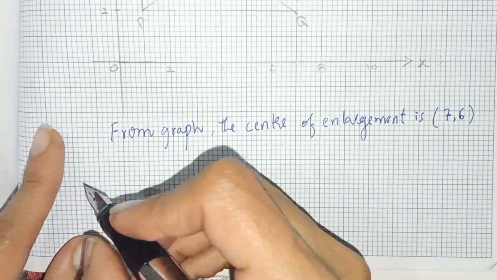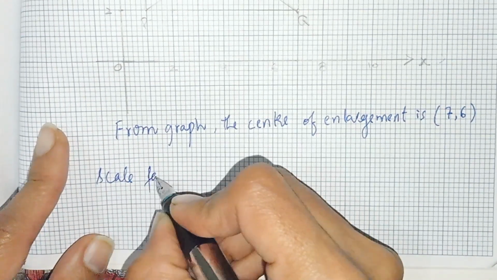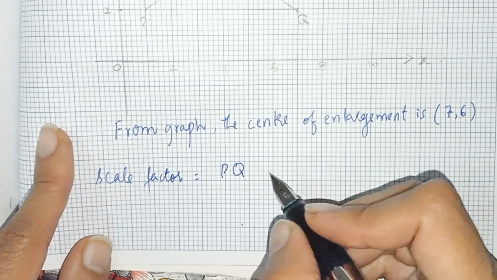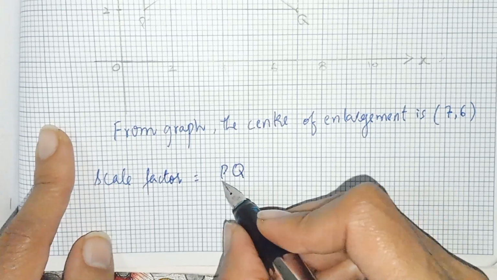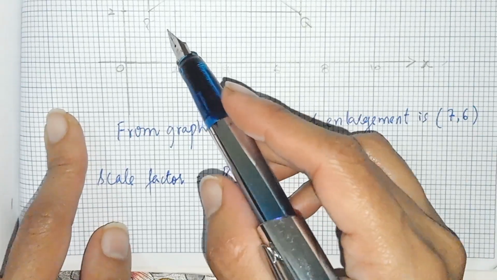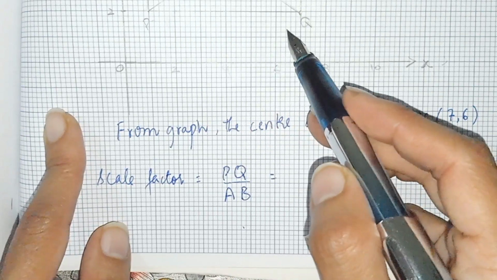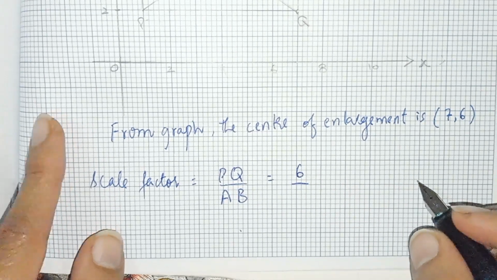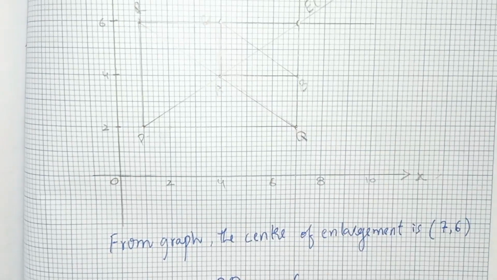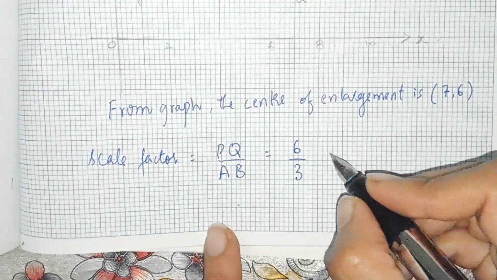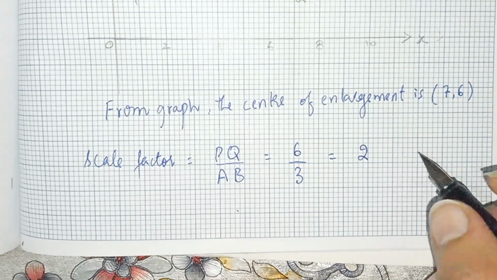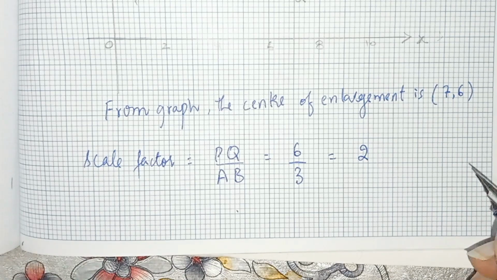Now we have to find the scale factor. Scale factor formula, you know that it is the length of the image, which is PQ, over the length of the object, which is AB. Length of image is 1, 2, 3, 4, 5 and 6. This one is 6. Length of object AB is 1, 2 and 3. This is 3. 6 divided by 3 we get 2, and this is the scale factor, 2. Now students, part A is solved.